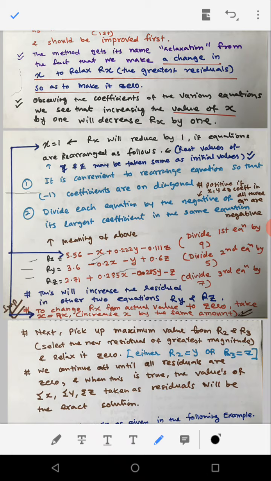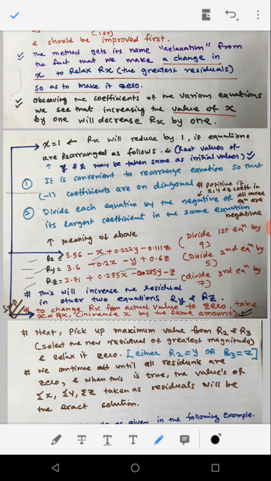Now this will increase the residual in the other two equations. If we decrease the equation 1 residual, because we have picked up the largest coefficient, largest residual, and we have picked up that value to take for our next initial value, and the rest of the values are 0. If we do this, it is likely to happen that the values of Ry and Rz will increase. So let's see what happens.